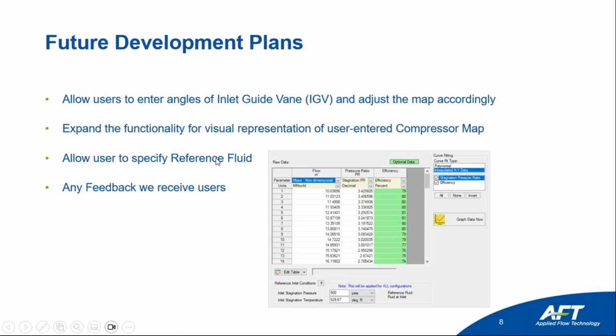We also want to allow the user to specify reference fluid. Currently, we just assume that the testing conditions for your fluid are the reference fluid you're using, which worked well for the curve that I was using because it was tested in natural gas. But oftentimes those curves are tested in air or other conditions. And so giving the users the ability to specify what that reference fluid is, so corrections can be applied appropriately.